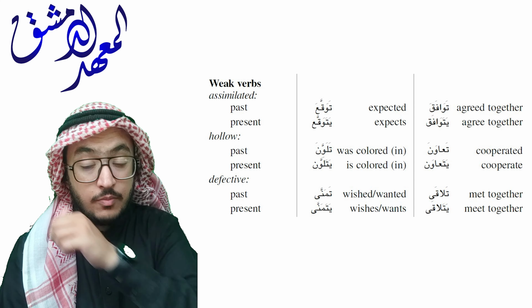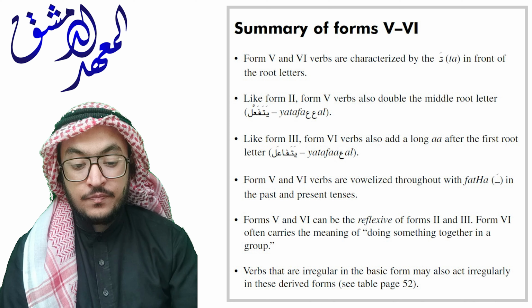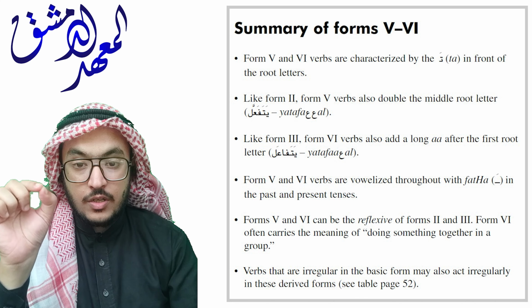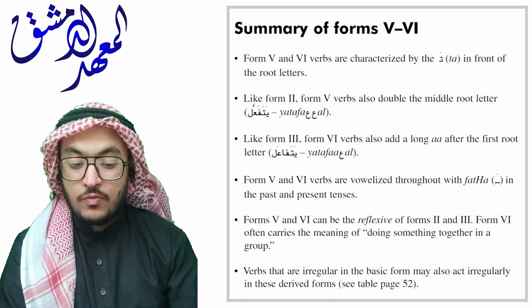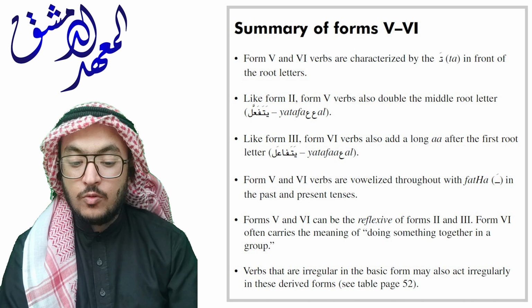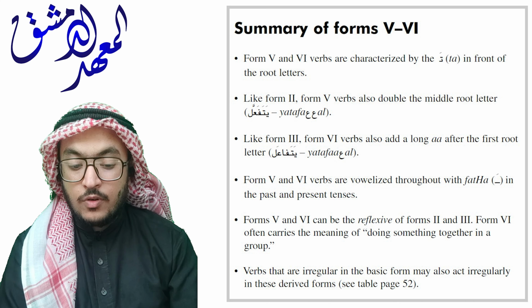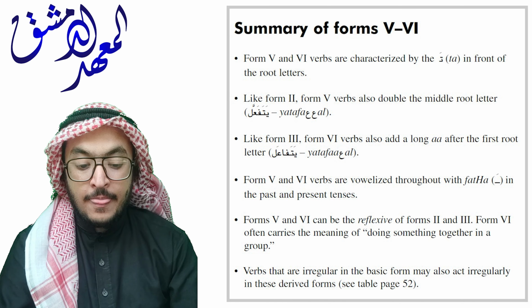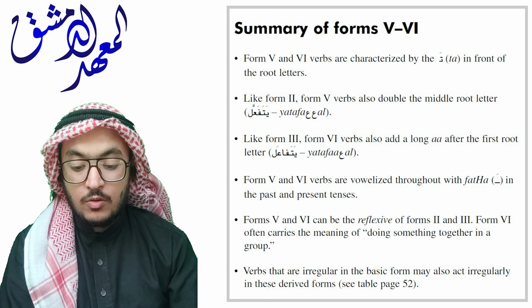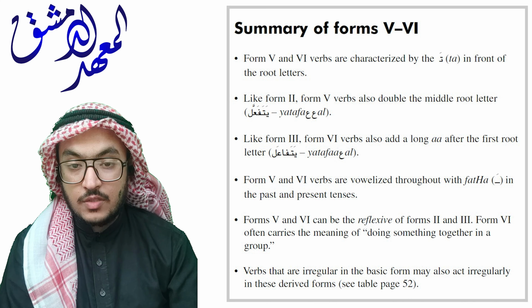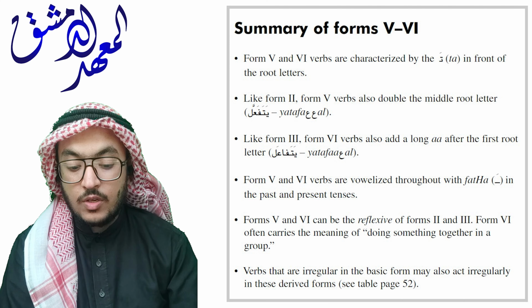Now we have the summary of Form 5 and 6. Form 5 and Form 6 verbs are characterized by the ta in the front of the root letters. Like Form 2, Form 5 also doubles the middle root letter. Yatafa''al. Like Form 3, Form 6 also adds a long A after the first root letter. Yatafa'al. Form 5 and 6 verbs are vowelized throughout with the fatha in the past and present tenses. Form 5 and 6 can be reflexive of Forms 2 and 3. Form 6 often carries the meaning of doing something together in a group.